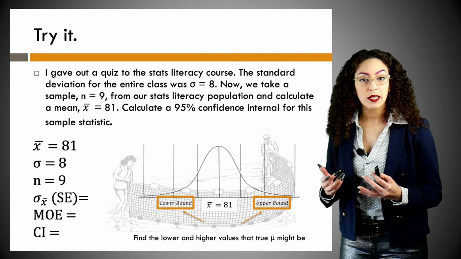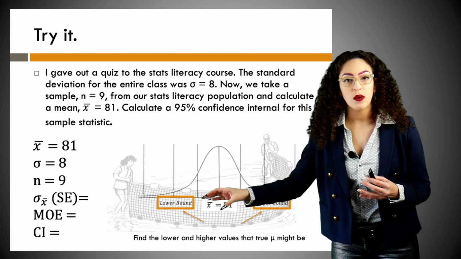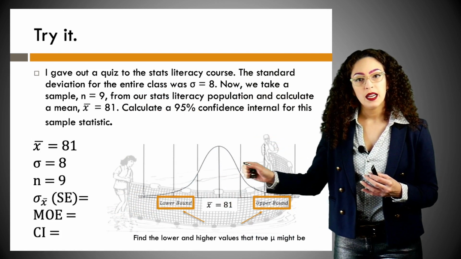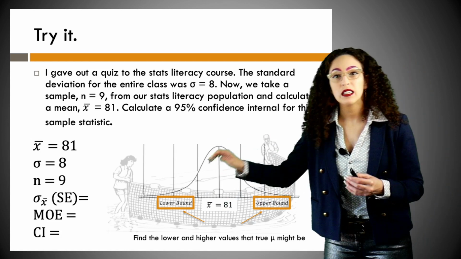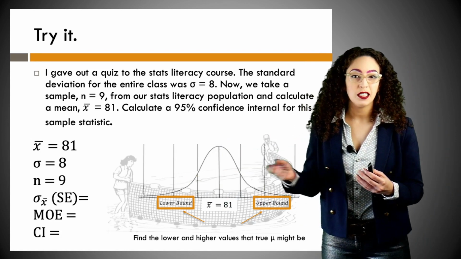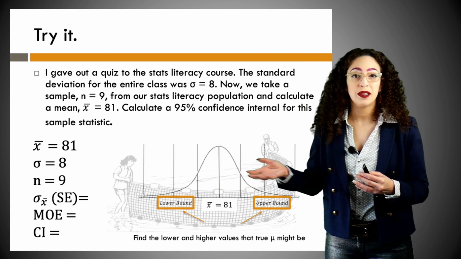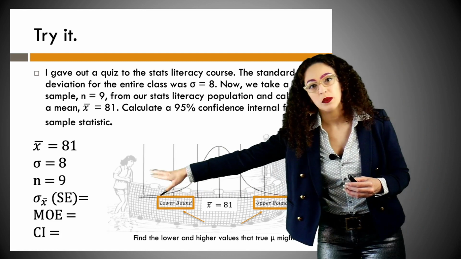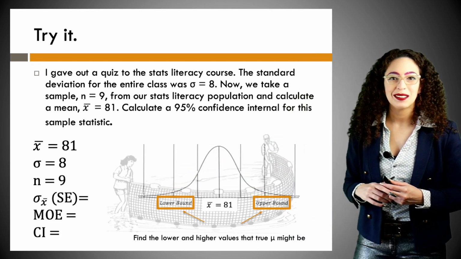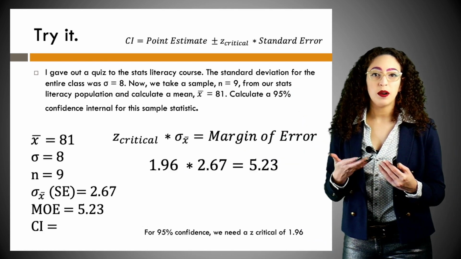So what I'm asking you to do basically is, if 81 was the average you calculated, what is the highest possible value you think it could be and the lowest possible value, because we acknowledge that it's probably not 81 because we took a sample. So go and find the lower bound, or one side of your net, and the upper bound, the other side of your net.